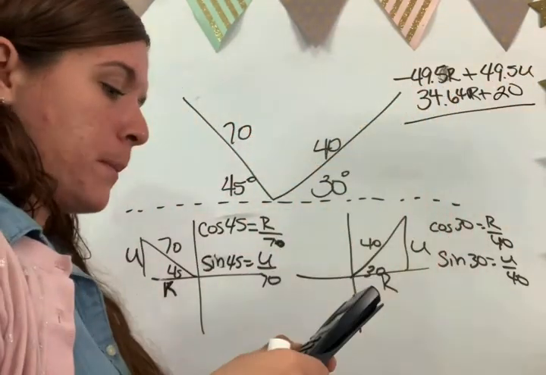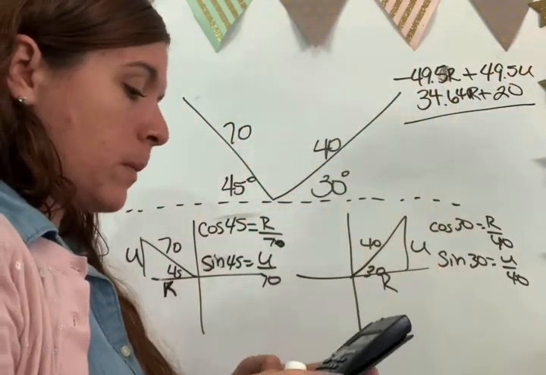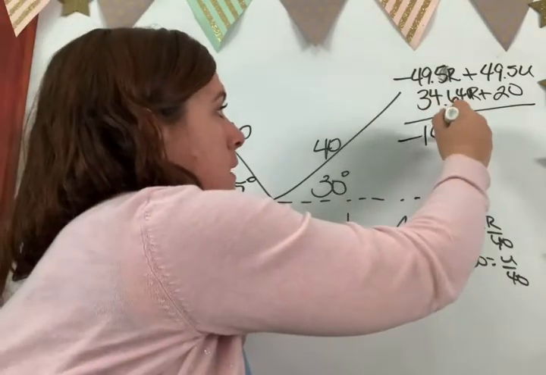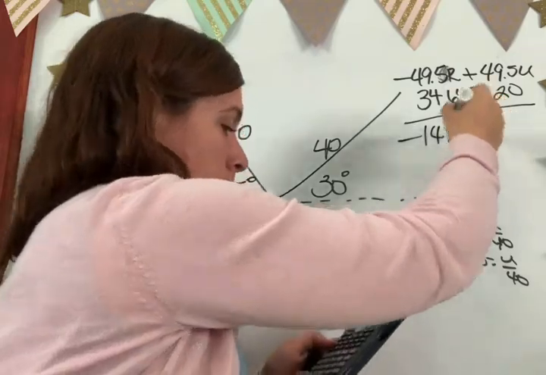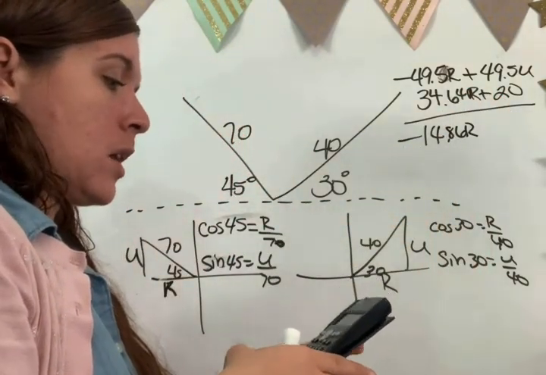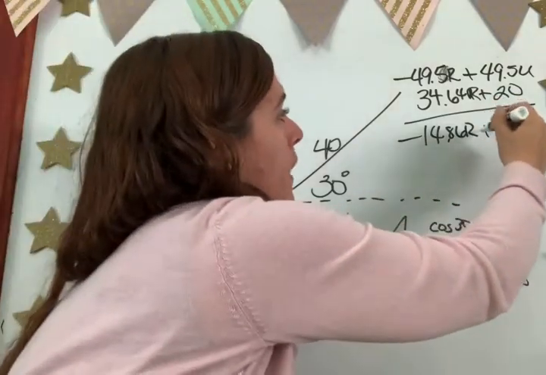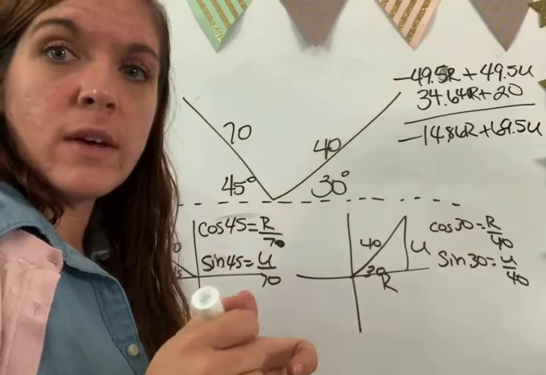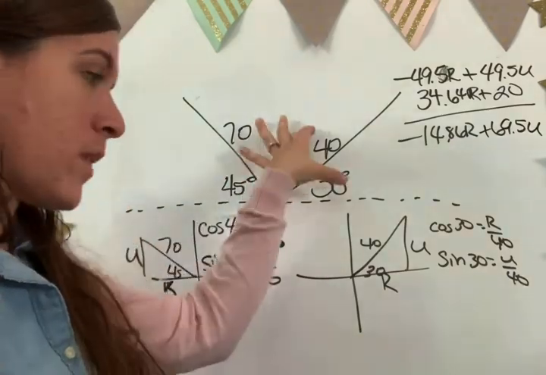Then you add them up. 34.64 minus 49.5 is going to give you negative 14.86 R. And then 49.5 plus 20 will give you 69.5 U. Okay, and there is your answer. So again, nothing new except for the fact that you need to know what to do with this.